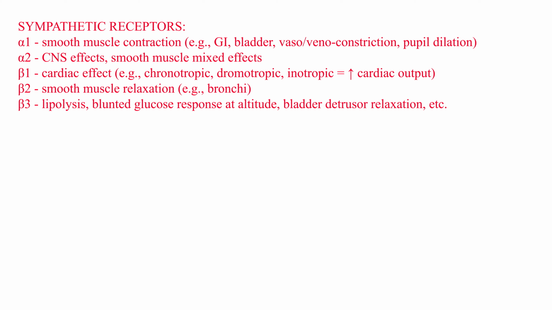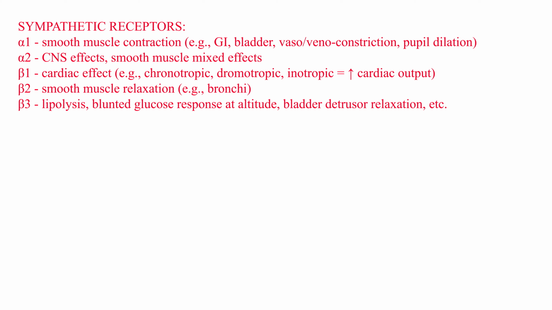Okay, so alpha-1 receptors. When these are present on smooth muscle, they tend to initiate muscle contraction. So examples of that include gastrointestinal system, the bladder, also vasoconstriction and venoconstriction with sympathetics, and also pupil dilation.